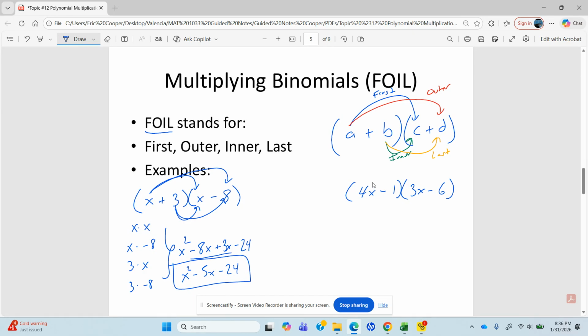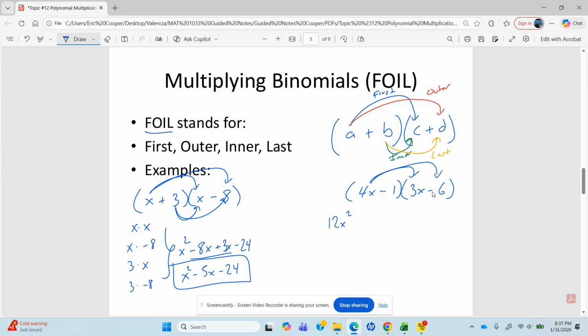Again, let's do it for the second problem here. 4x minus 1, 3x minus 6. Again, the key part here is as you're doing this, make sure you watch out for your signs. 4x times 3x gives me 12x squared. 4 times 3 is 12. X times x is x squared.